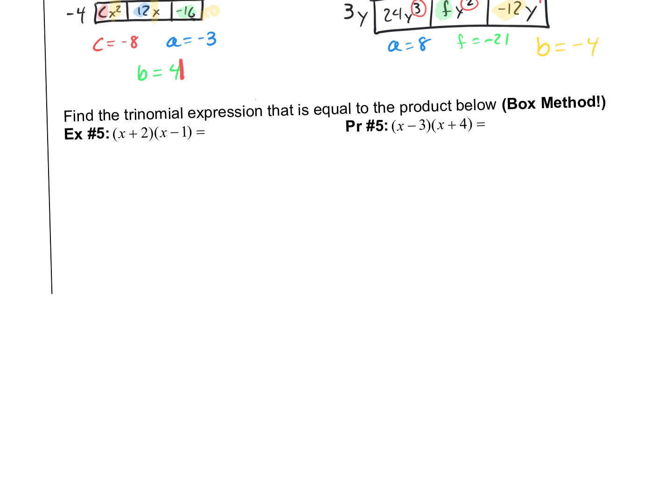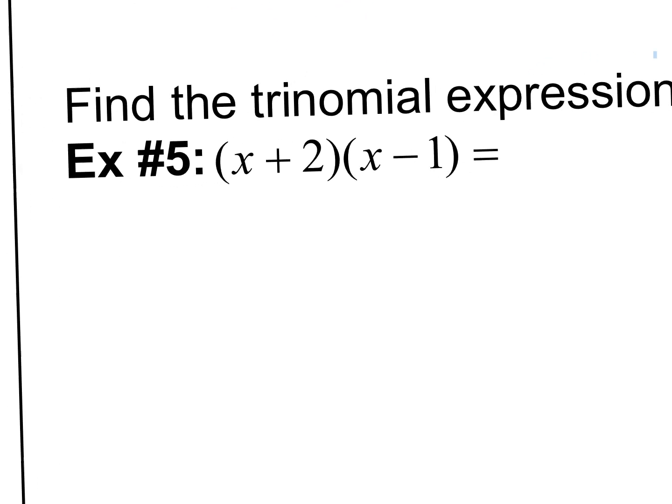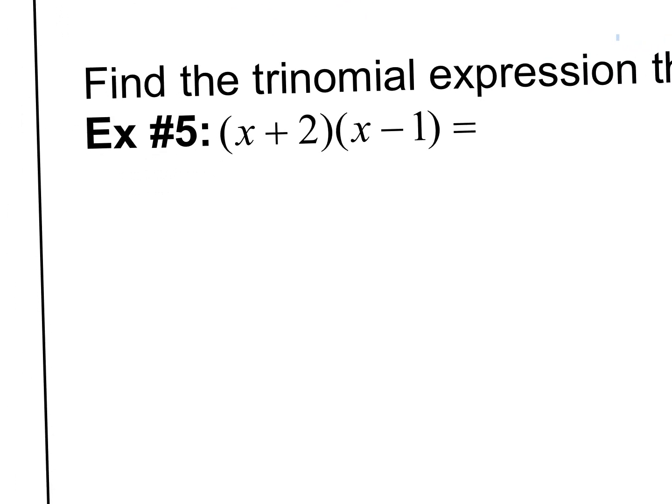Okay, it says find the trinomial expression that is equal to the product below. And we're going to use the box method. So you might have heard of other ways to do these types of problems. Maybe you heard of FOIL. And FOIL works good when it's a binomial versus a binomial, but it's going to get more complicated. And so we need a more organized method. And this is why I recommend the box method.